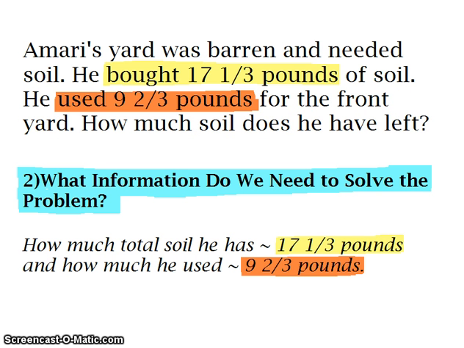What information do we need to solve the problem? Well, we need to know the total amount of soil he has. That is 17 1/3 pounds. Also, we need to know how much soil he used. That is 9 2/3 pounds.